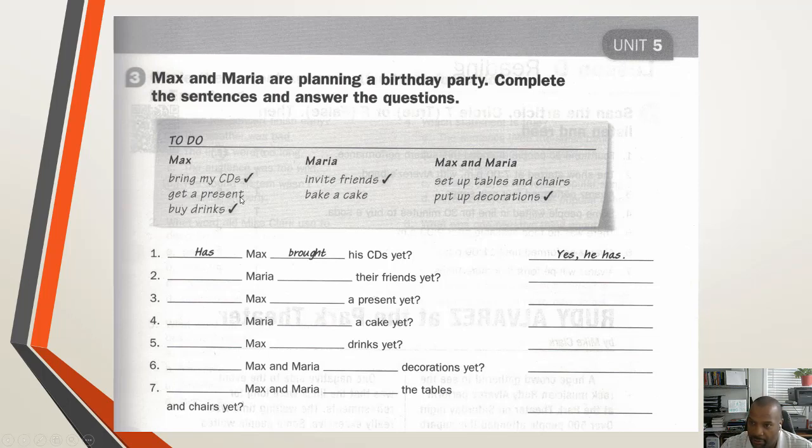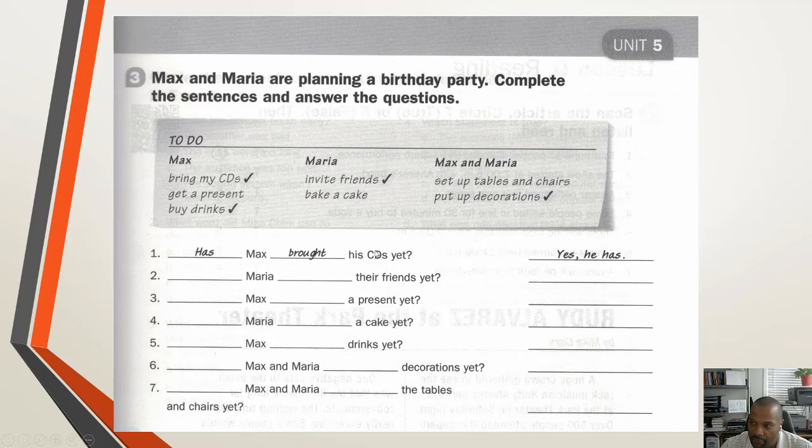Get a present. Buy drinks. That's checked, so that's done. Okay, let's look at Maria's to-do list. Invite friends. That's checked, so she's done that. Bake a cake. And then they have a combined list, Max and Maria. These are the things they have to do together. First one is set up tables and chairs, and then put up decorations. That's checked, so that's done.